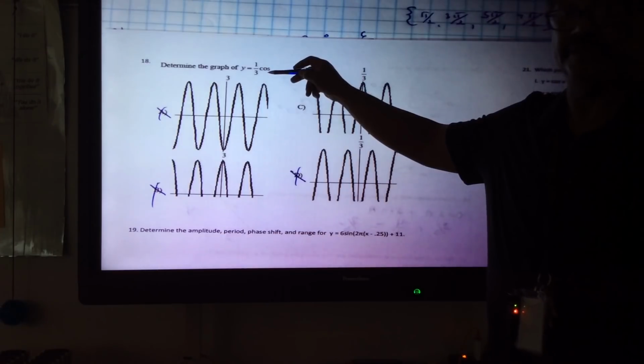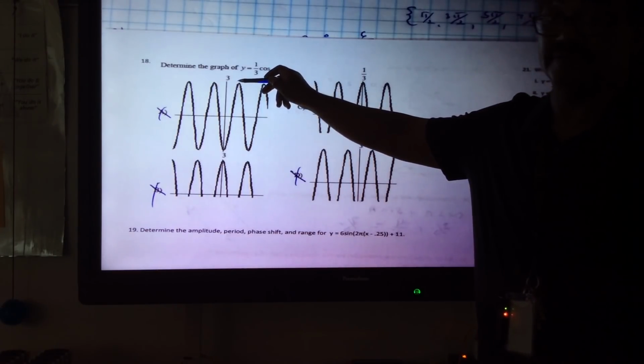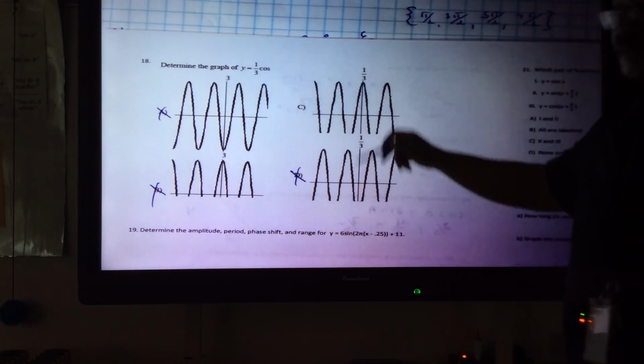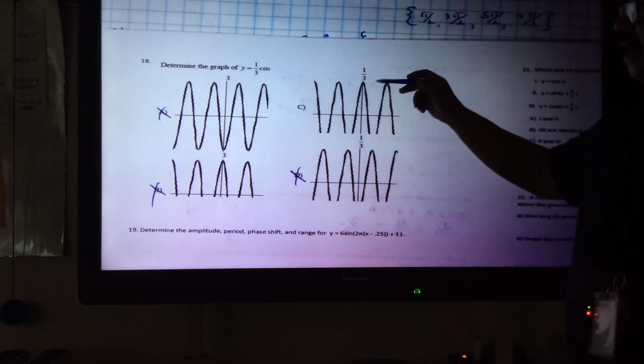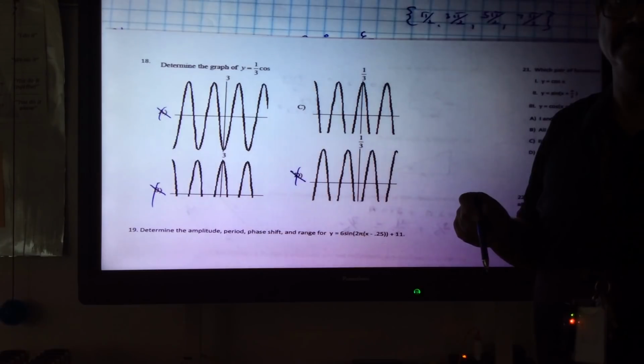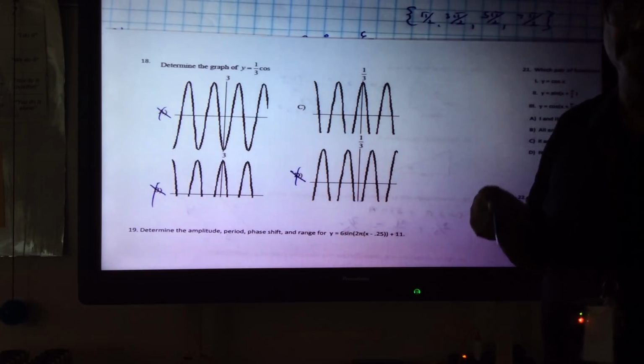What's my amplitude here? 1/3. Is that 1/3? No. That's wrong. What about this one? No. So it's got to be one of these. Uh-huh. Now, at 0, what's the cosine? Let's see what's the cosine. Look at your unit circle.